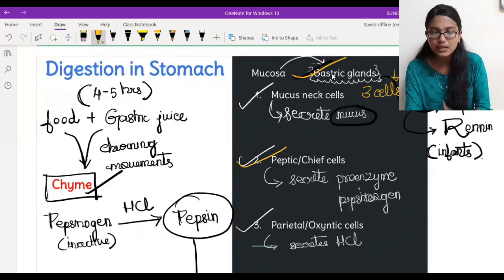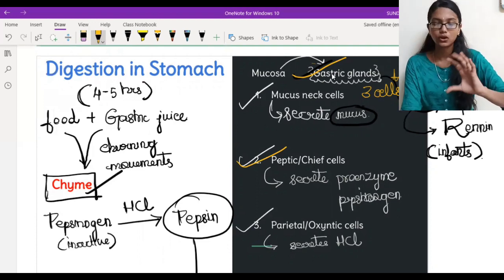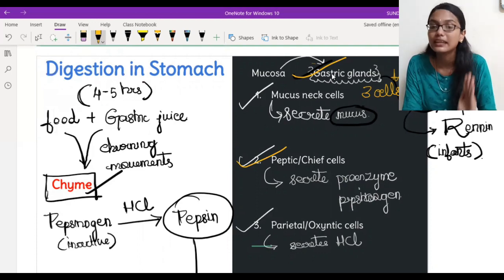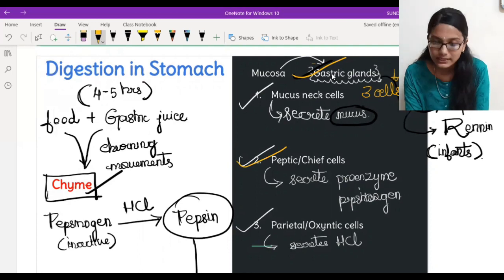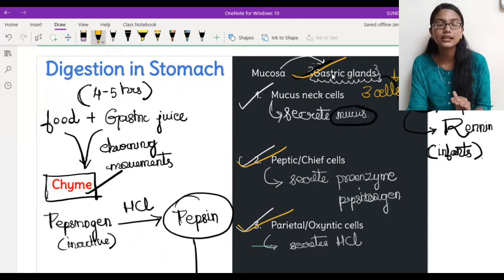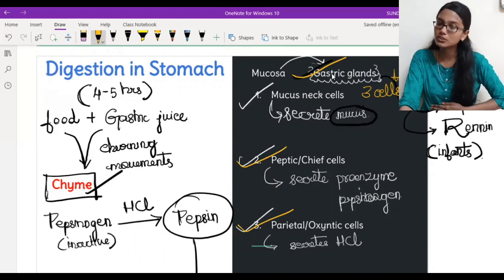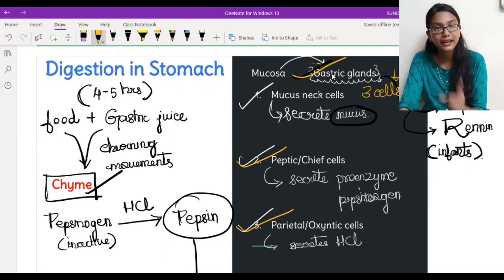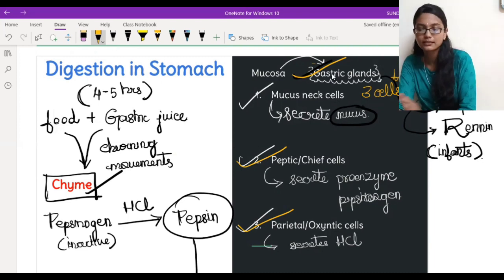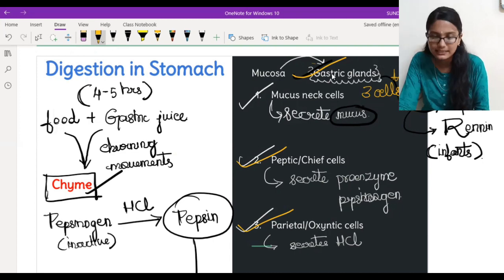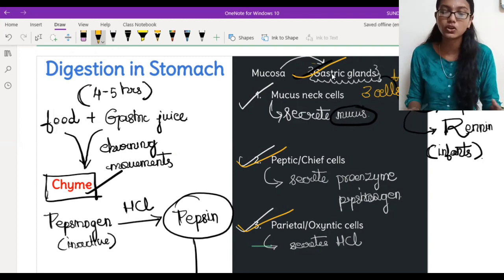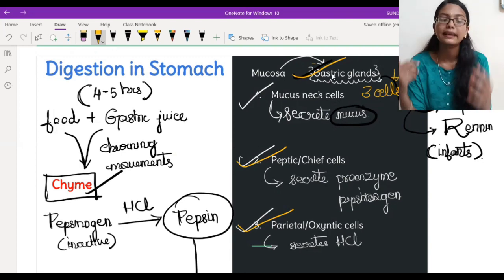What do you mean by proenzyme? Proenzyme means the inactive form of an enzyme. So pepsinogen is inactive here. And what do the parietal or oxyntic cells do? They secrete HCl. We already learned that HCl is present in our stomach. So these are the different cells that secrete different products. These different materials are present in a liquid called gastric juice.